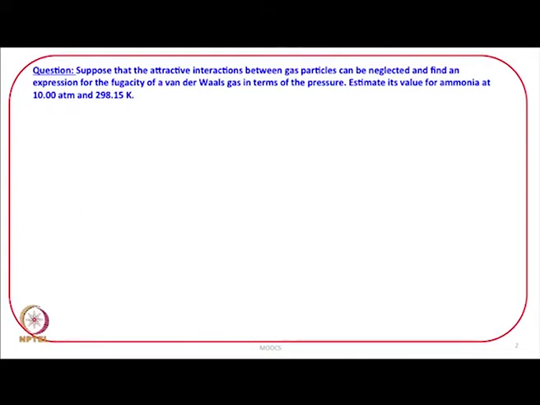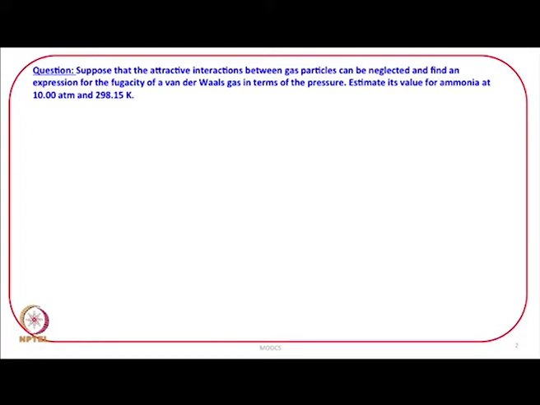Let us take up this question. Suppose that the attractive interactions between gas particles can be neglected and find an expression for the fugacity of a van der Waals gas in terms of the pressure. Estimate its value for ammonia at 10 atmosphere and 298.15 Kelvin.